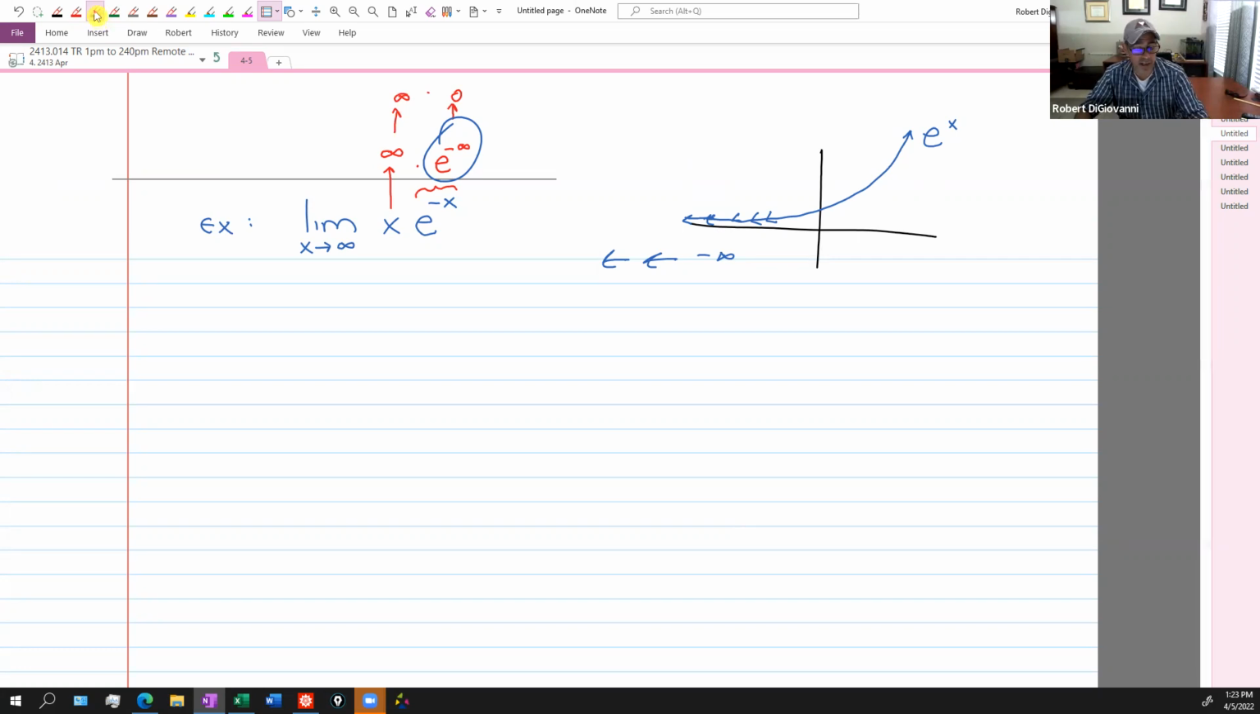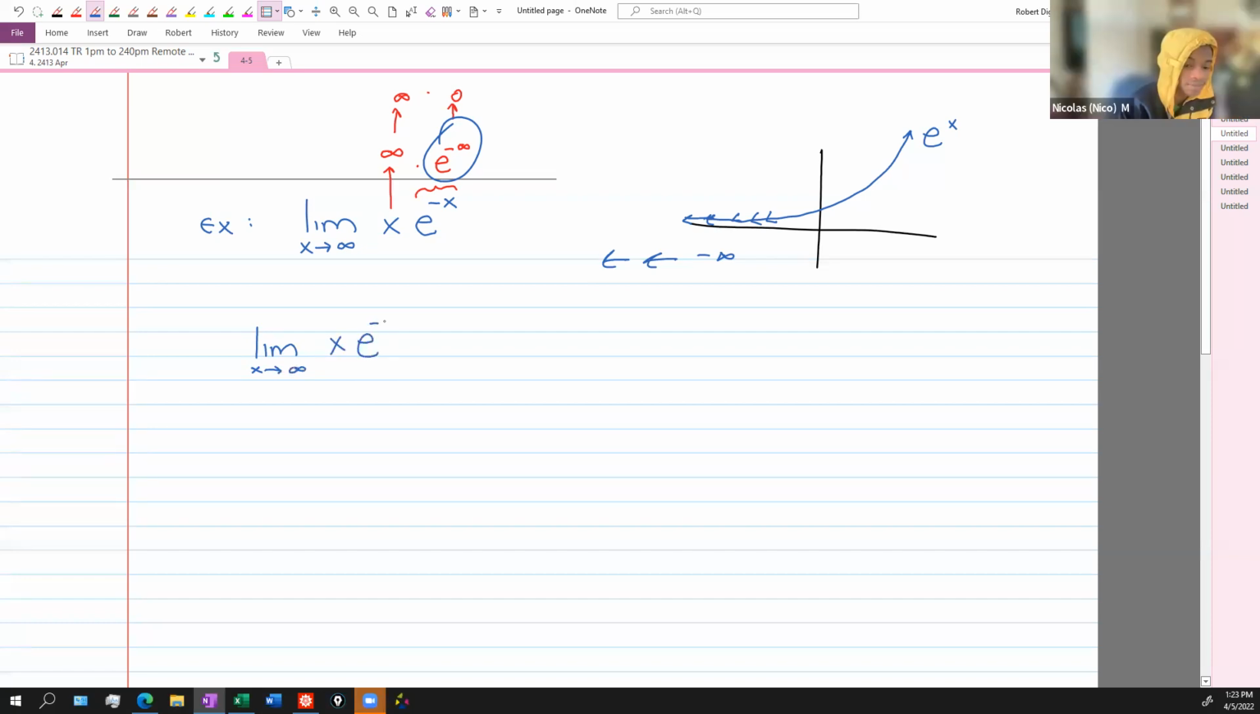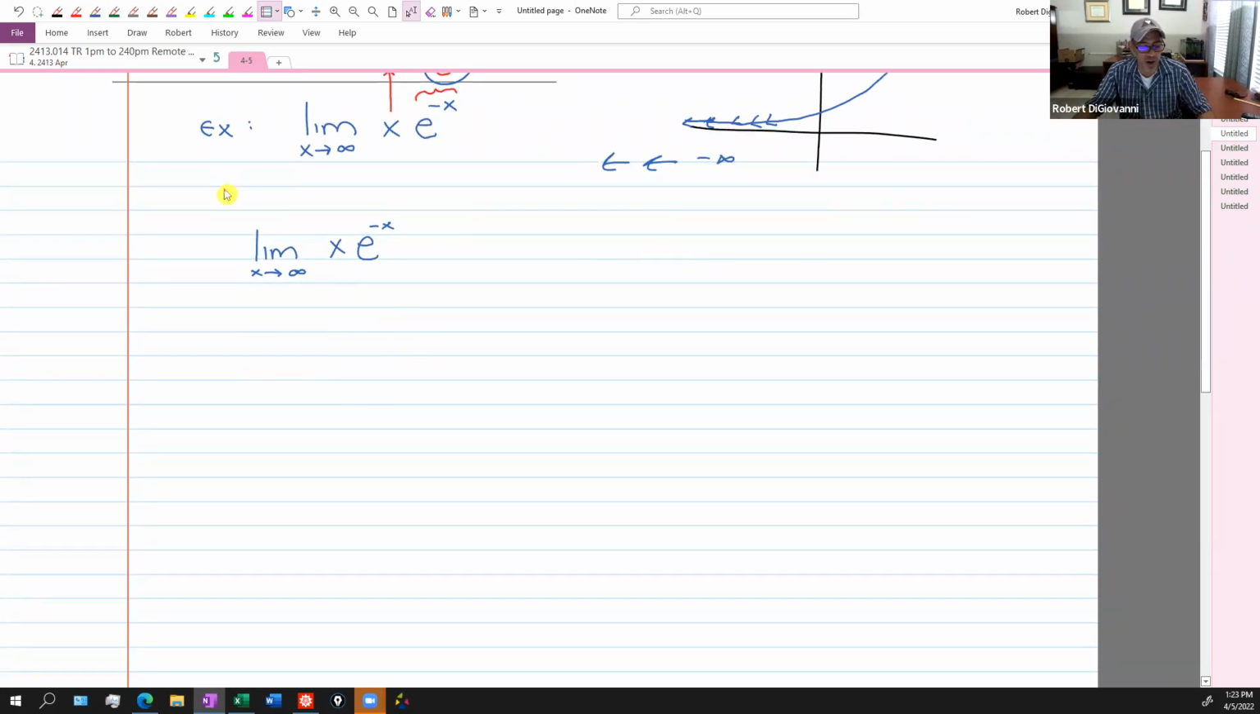Anytime I see infinity times 0, I'm going to drop 1. Which one would you like to drop? The x. Okay, so if I drop the x, it'll become a 1 over x on the bottom, right? Let's actually look at the two options we have. I can go this route or I can go this route.